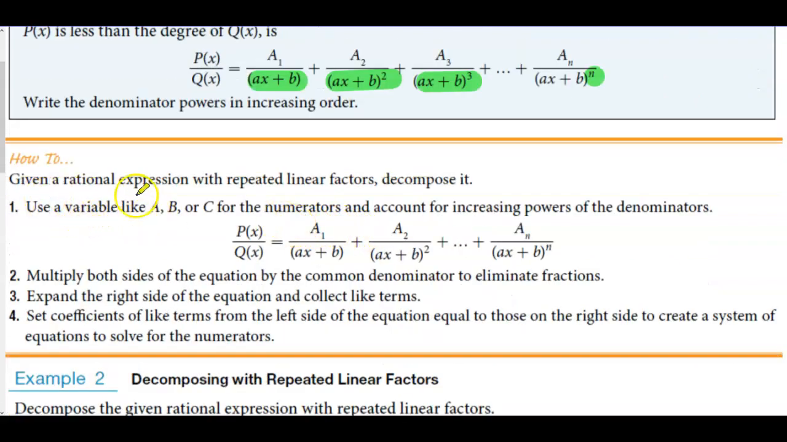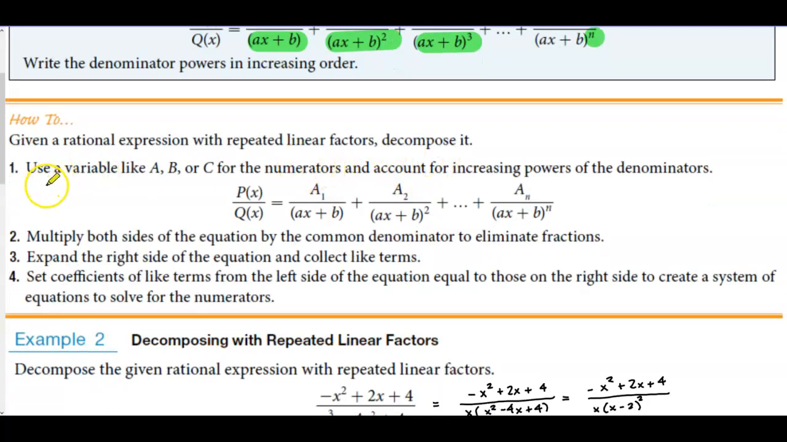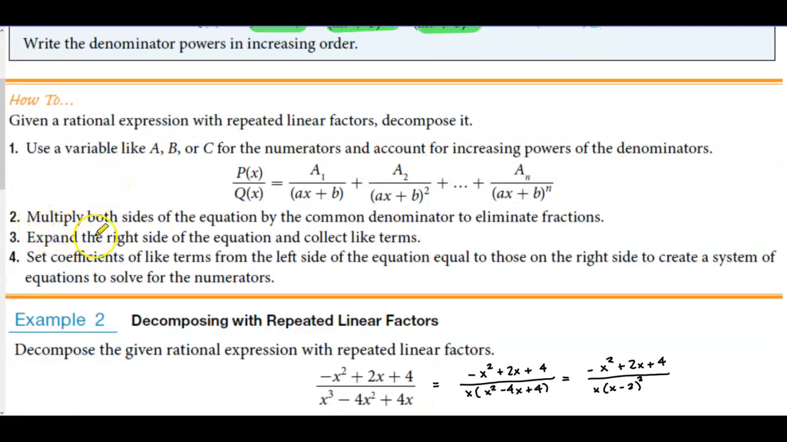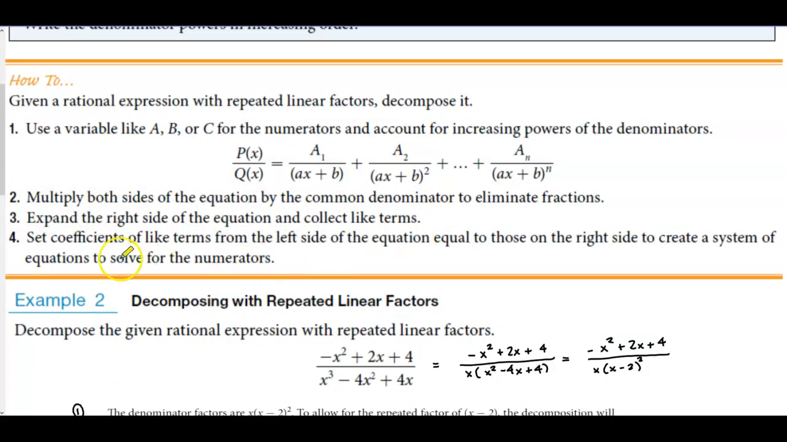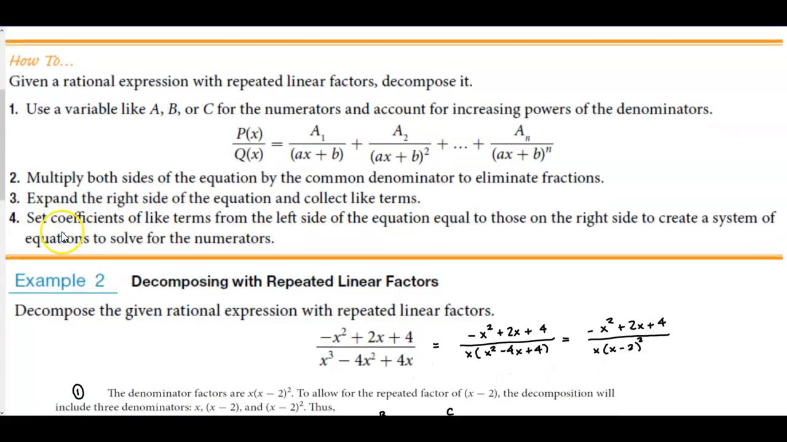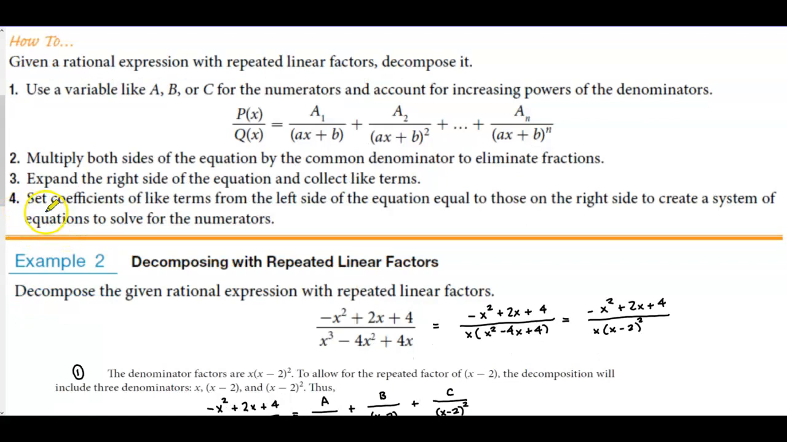So, given a rational expression with repeated linear factors, we're going to decompose it. Number 1, we're going to use a variable like a, b, or c for the numerators and account for increasing powers of the denominators. Number 2, we're going to multiply both sides of the equation by the common denominator to eliminate fractions. Number 3, we're going to expand the right side of the equation and collect like terms. Number 4, we're going to set coefficients of like terms from the left side of the equation equal to those on the right side to create a system of equations to solve for the numerators.